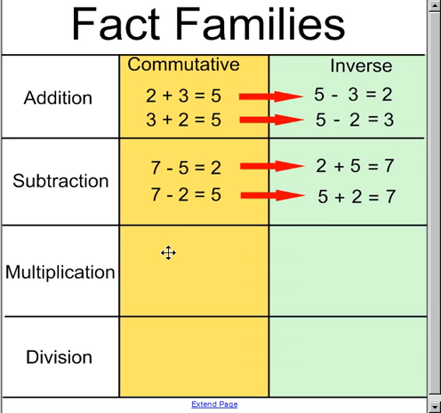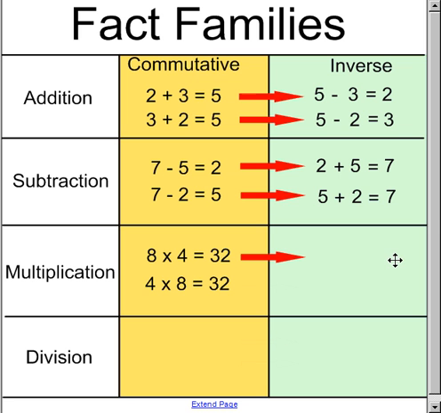Okay, now let's look at multiplication. Let's look at the problem 8 times 4 equals 32. The commutative property says if 8 times 4 is 32, then 4 times 8 is 32. Now let's go ahead and do the inverse. If we're multiplying, the inverse of multiplication should be division.